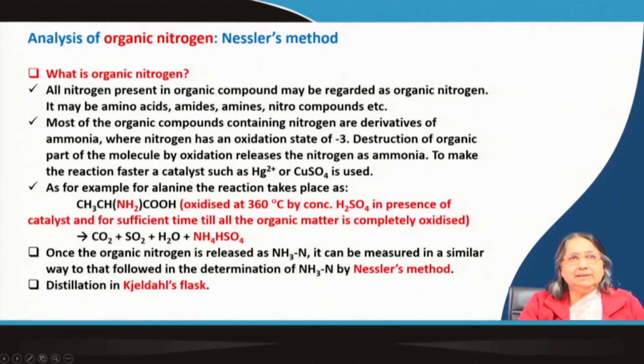So, distillation in the jet large flask you have to do, but here concentrated sulfuric acid you have to add to the solution, okay, where you have some organic nitrogen present. Then you have to heat it at high temperature, you can see 360 degrees centigrade, till the organic matter is completely oxidized. Okay. How do you know this?